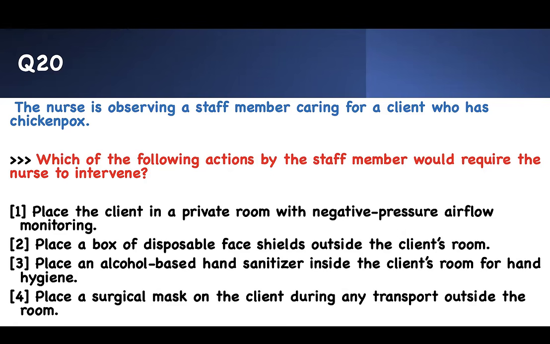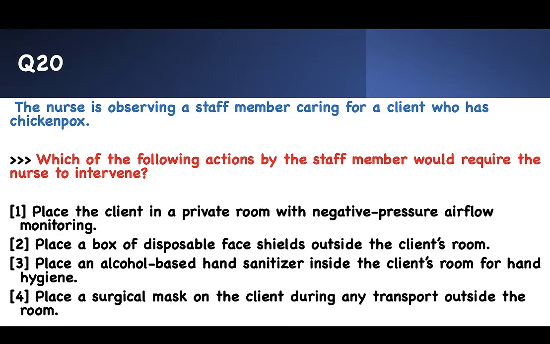Place the client in a private room with a negative pressure airway. Place a box of disposable face shields outside the client's room. Place an alcohol-based hand sanitizer inside the client's room for hand hygiene. Place a surgical mask on the client during any transport outside the room. I don't know where the question came from, but it's a good question testing your knowledge. You know it's what? Airborne and contact regarding chickenpox.